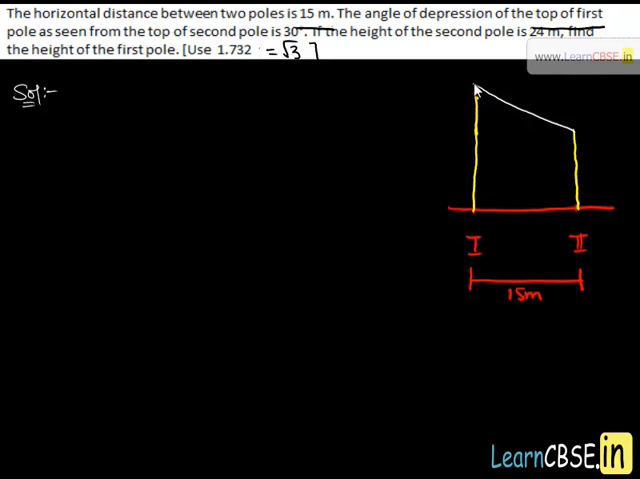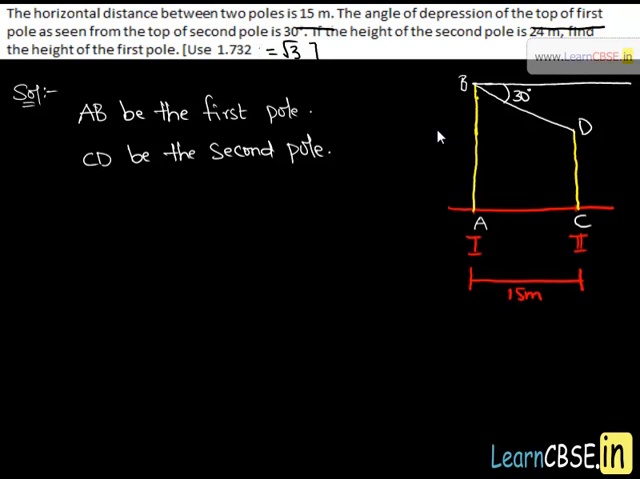Therefore, the angle of depression which is given is 30 degrees. Here the observer is on the top of the second pole and is viewing the top of the first pole. So we form an angle of depression which is 30 degrees. Let us take AB to be the first pole and CD to be the second pole.